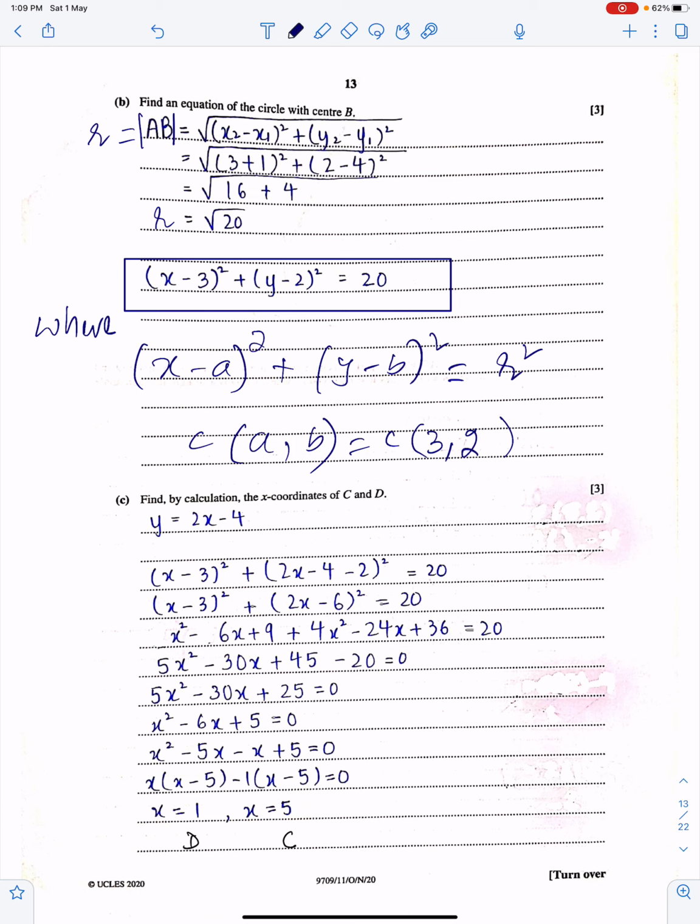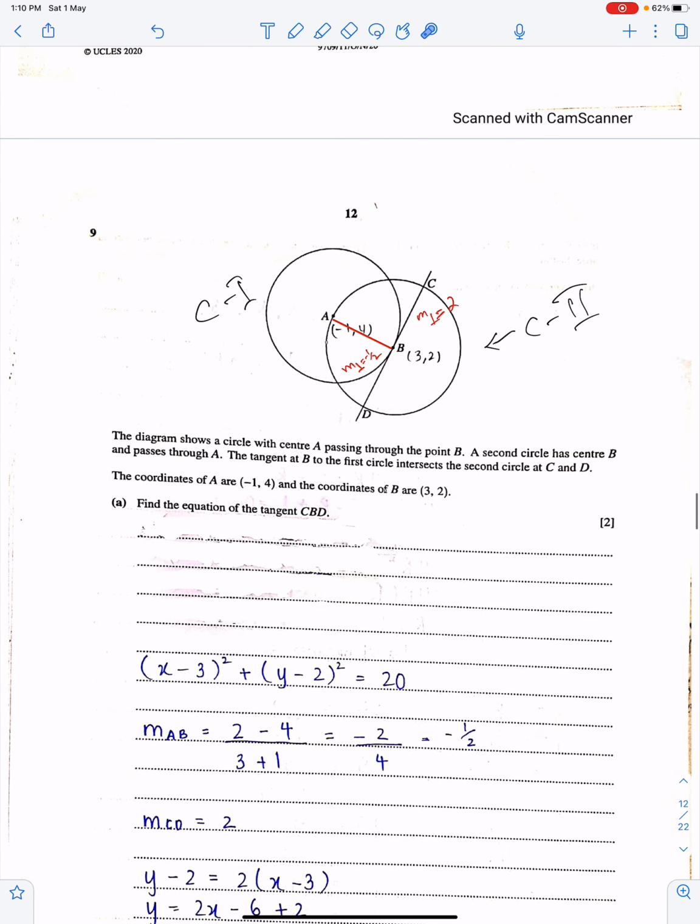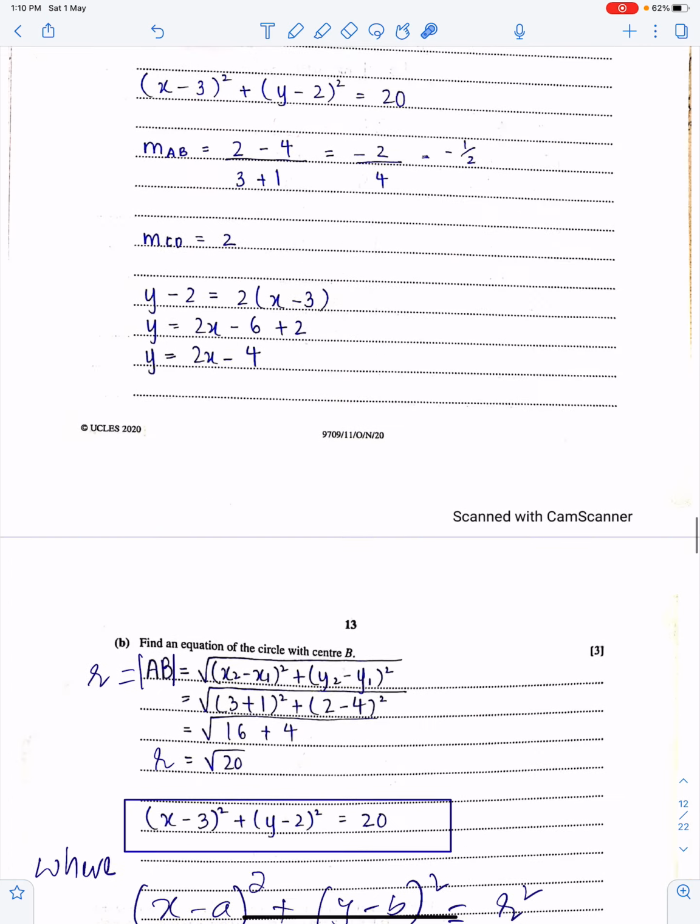Next part, find the coordinates of C and D. This is so simple. We just need to solve the equation of this tangent with the equation of this circle, because this line intersects the circle at 2 points. So by solving the equation of this line with the equation of this circle, we can easily get the x coordinates of C and D.